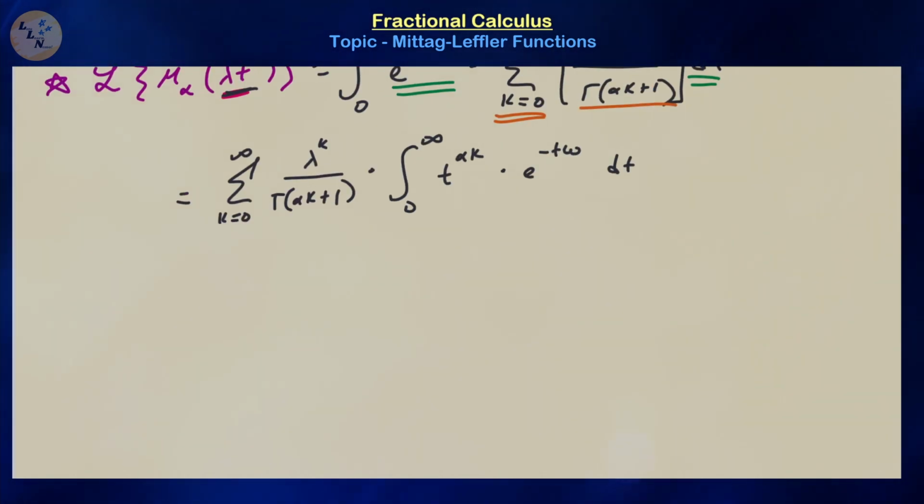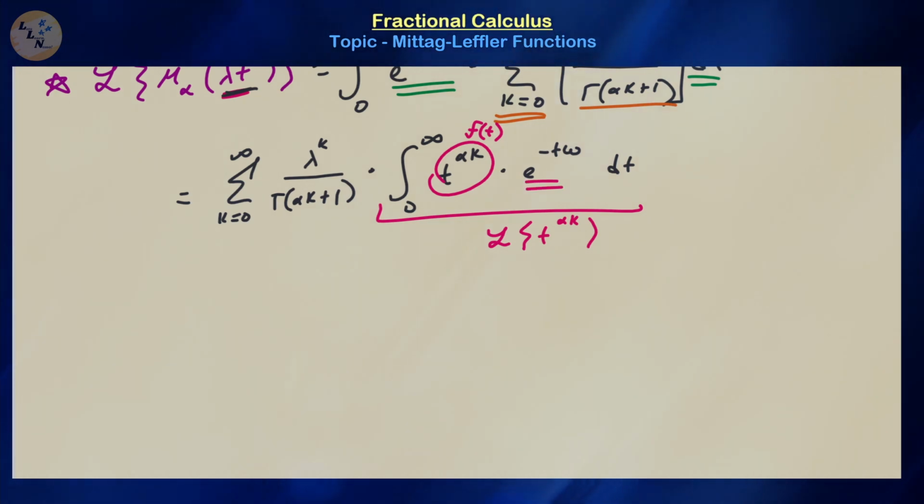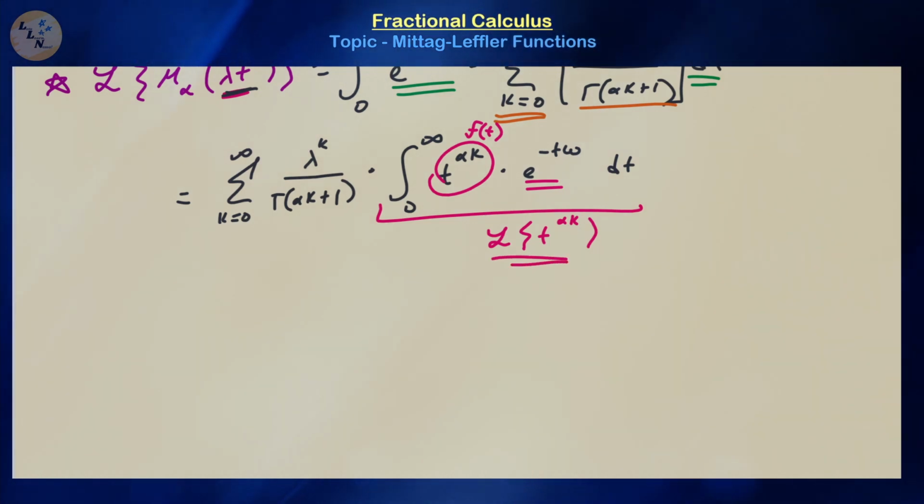Now, if you notice, this is precisely equal to the Laplace transform of t to the alpha k, right? Because that's pretty much like our f of t in our general Laplace transform formula, that's our kernel, and that's the integral transform of that particular function. So we actually already know how to take Laplace transforms of monomial terms. And alpha, again, doesn't have to be an integer because we can extend that via gamma functions.